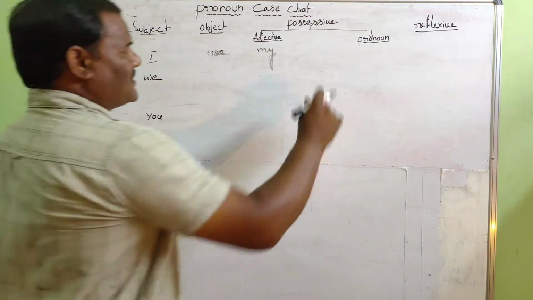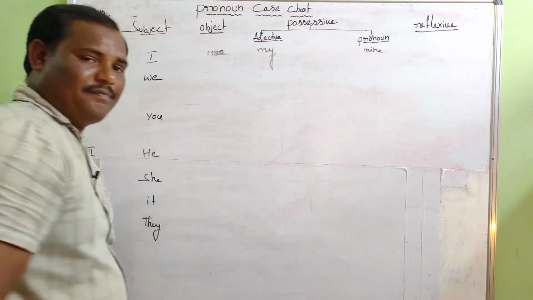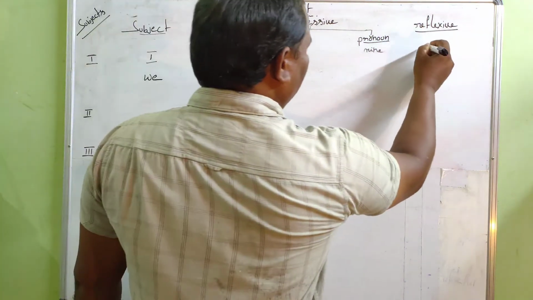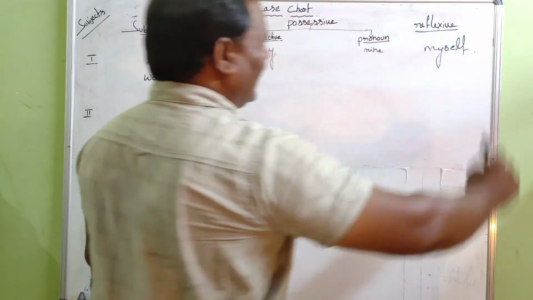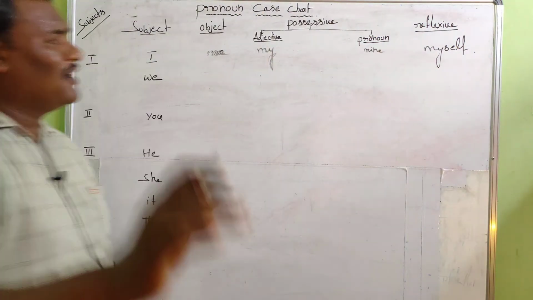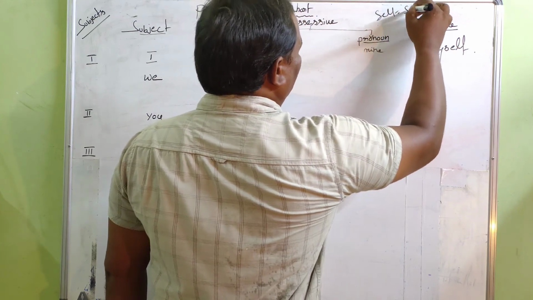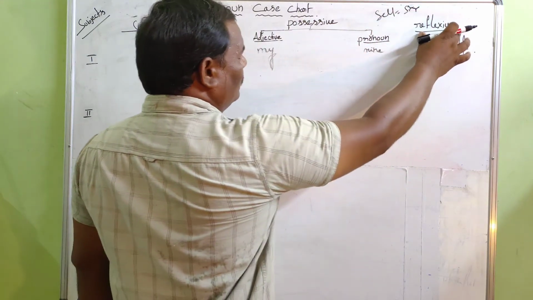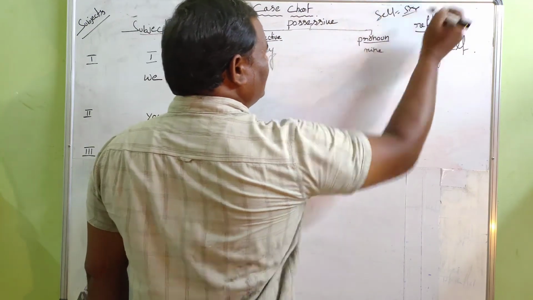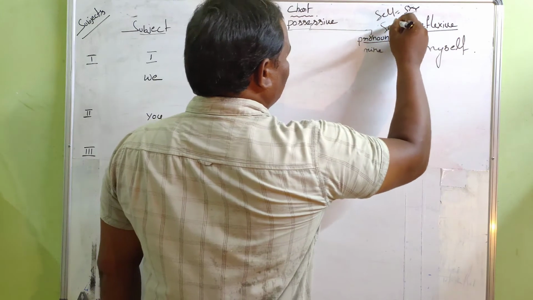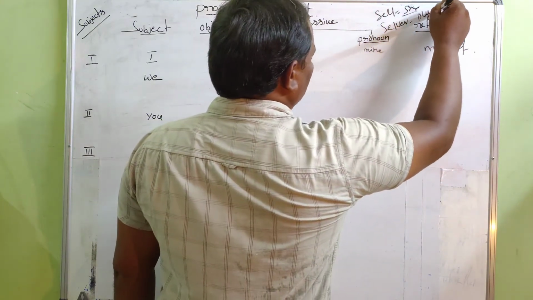Okay. So in possessive pronoun, I becomes mine. In reflexive case, it becomes myself. Dear friends, remember we add self if the subject is singular. Remember, in reflexive pronoun we add self when the subject is singular. We can use selves when the subject is plural.